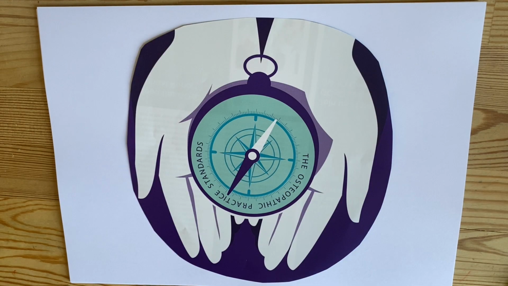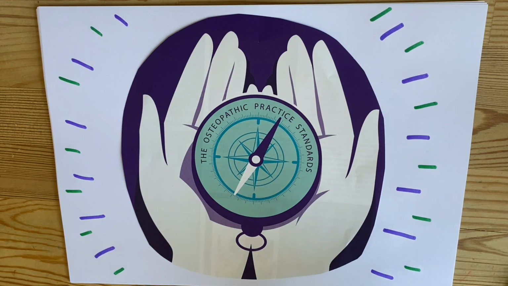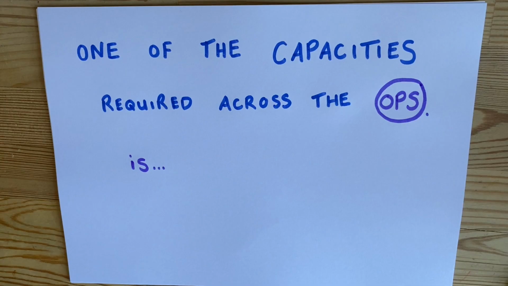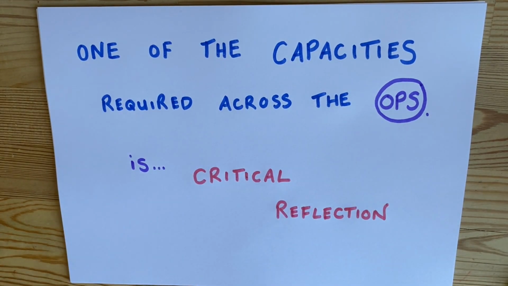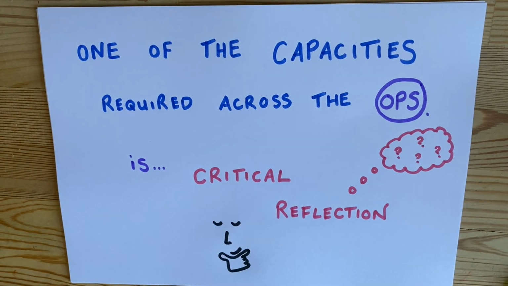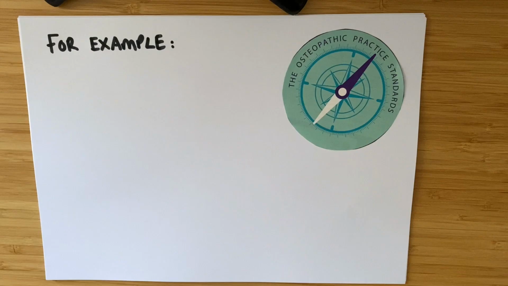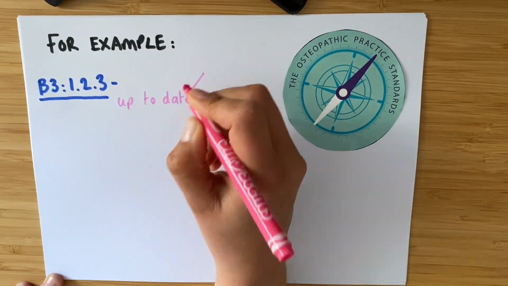The General Osteopathic Council provides us with the Osteopathic Practice Standards. These Osteopathic Practice Standards guide UK osteopaths towards best practice. One of the capacities required across the Osteopathic Practice Standards, or the OPS, is critical reflection. Let us look at some examples of this in the OPS.